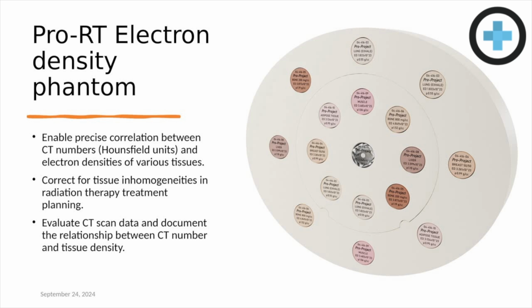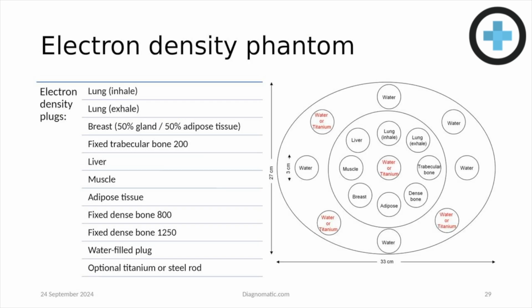These help to enable precise correlation between CT numbers and electron densities in various tissues, help correct tissue inhomogeneities in radiation therapy treatment planning, and help evaluate the CT scanner, the relationship between CT number and tissue density. Just kind of a breakdown of some of the tissue equivalents that tend to be standard for lung, breast, various bone densities, liver, muscle, proposed tissue, water-filled plug, and also have the ability to do optional titanium and steel rods.